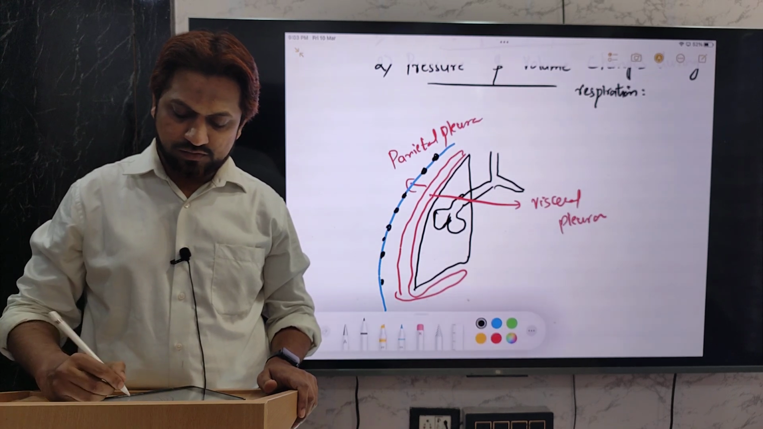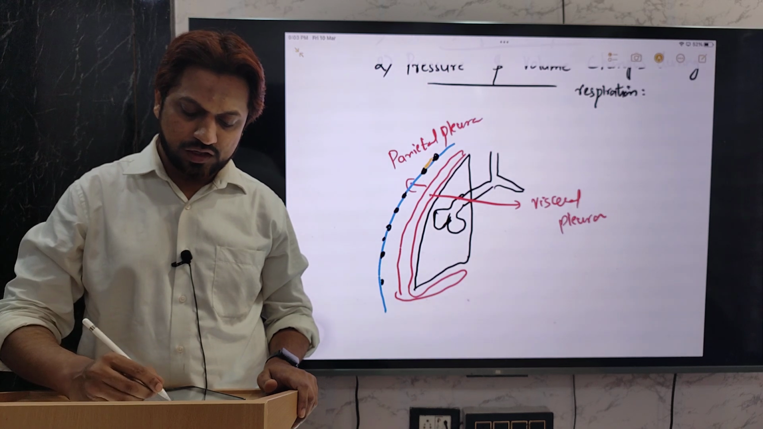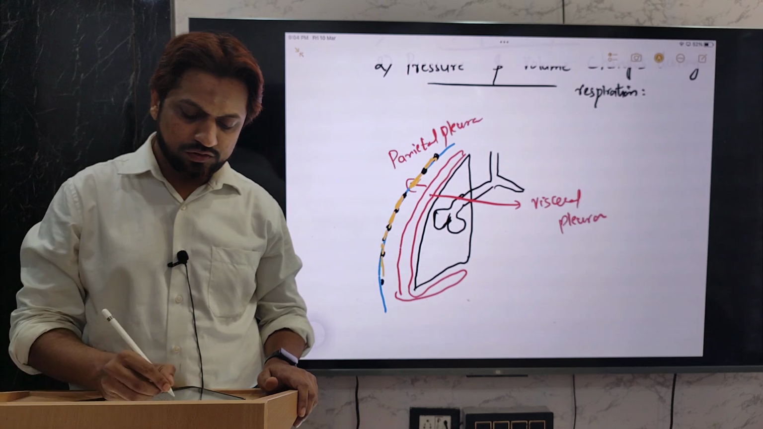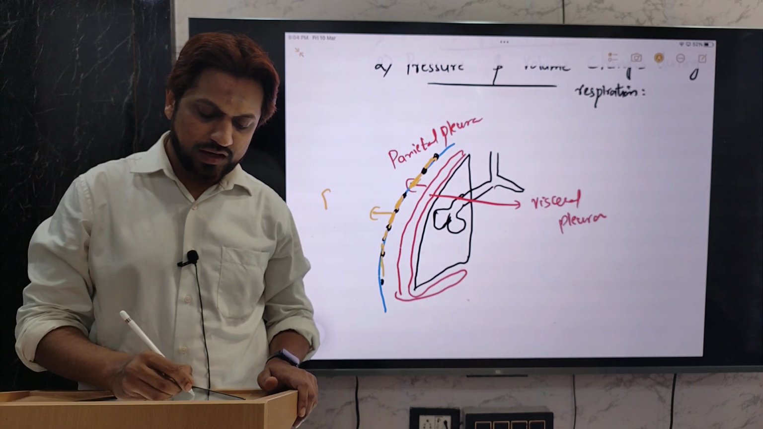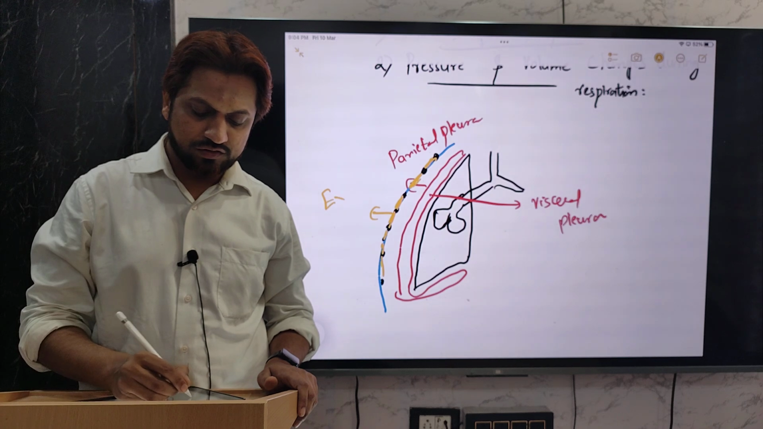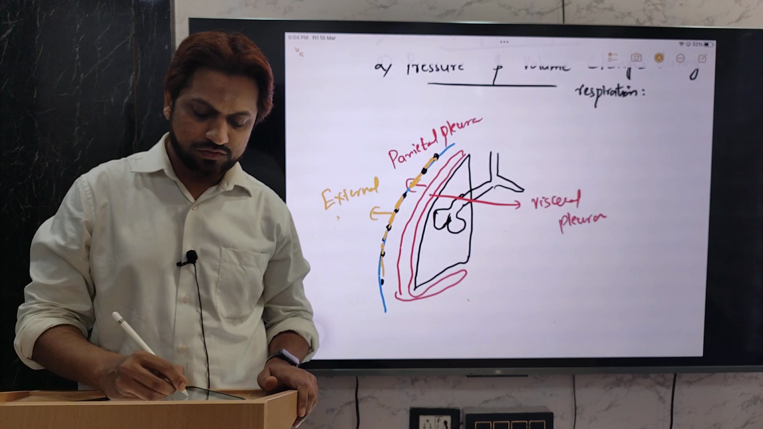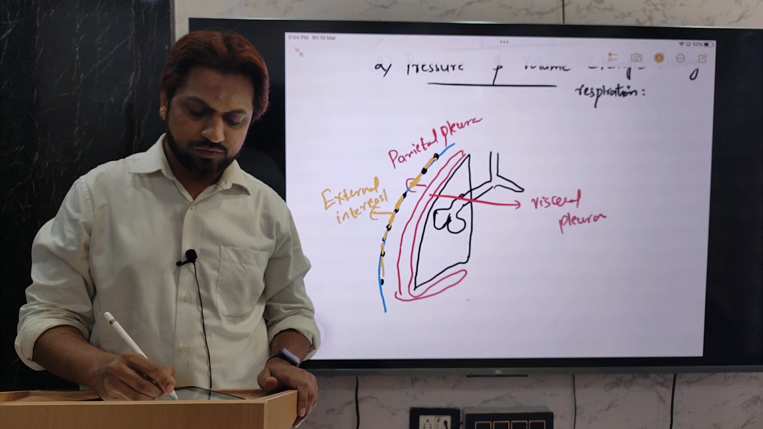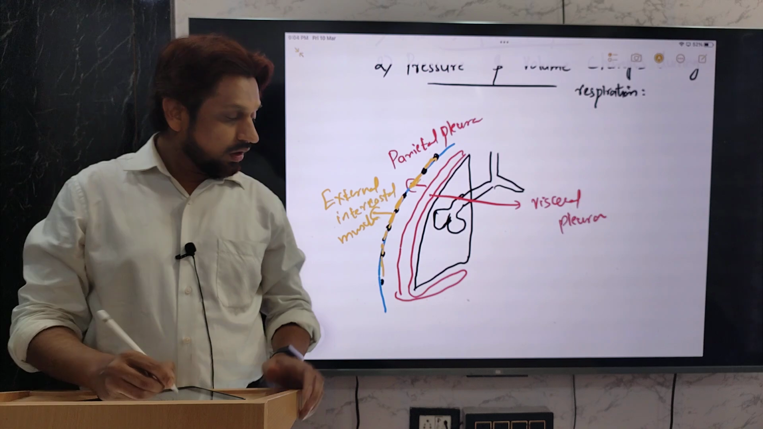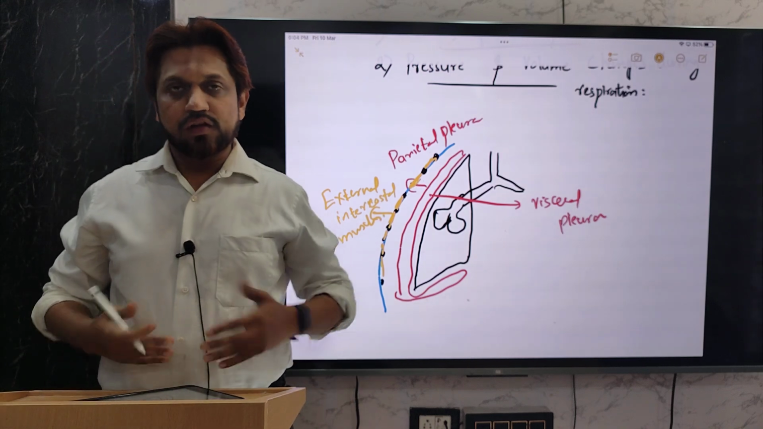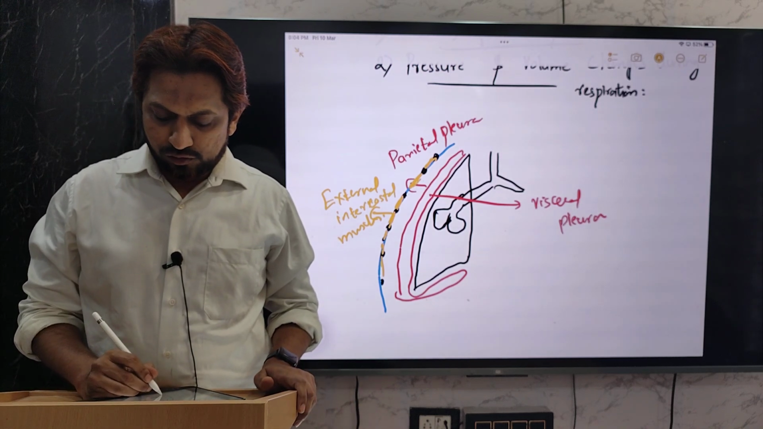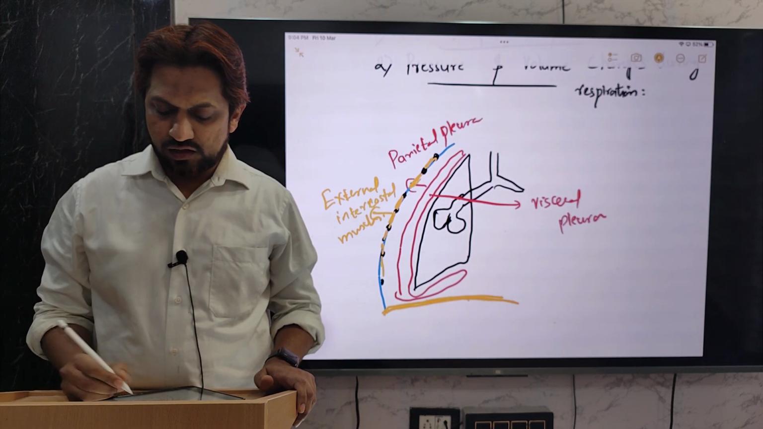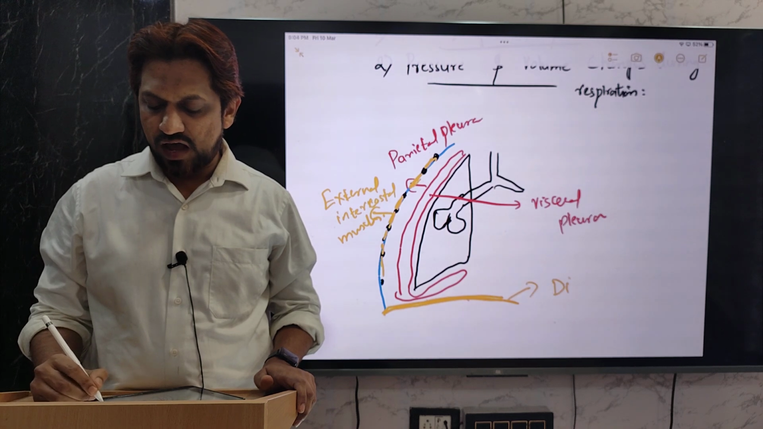Now in between these ribs there are intercostal muscles. With the help of this yellow color, I am showing these muscles, more specifically the external intercostal muscles. Later we'll discuss these intercostal muscles. And below the lungs there is a very important muscle which separates the thoracic cavity from the abdominal cavity, that is the diaphragm.